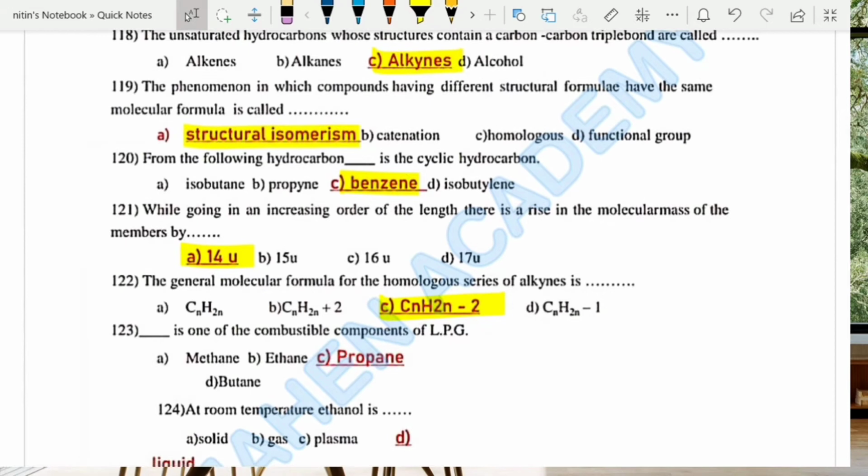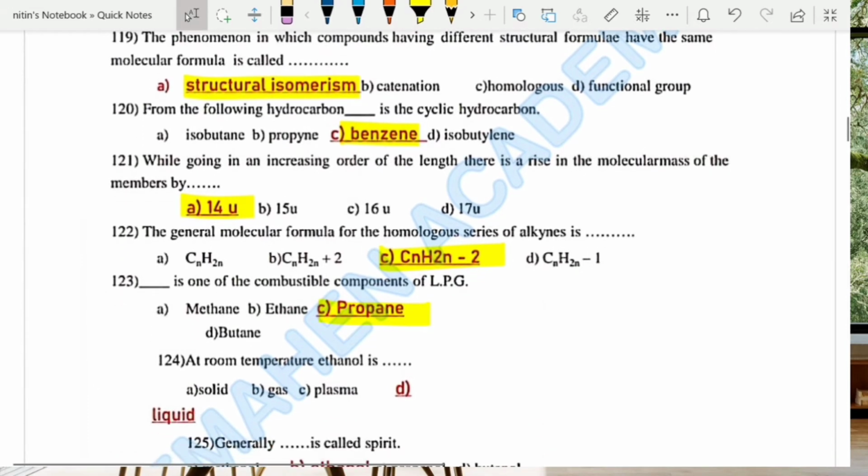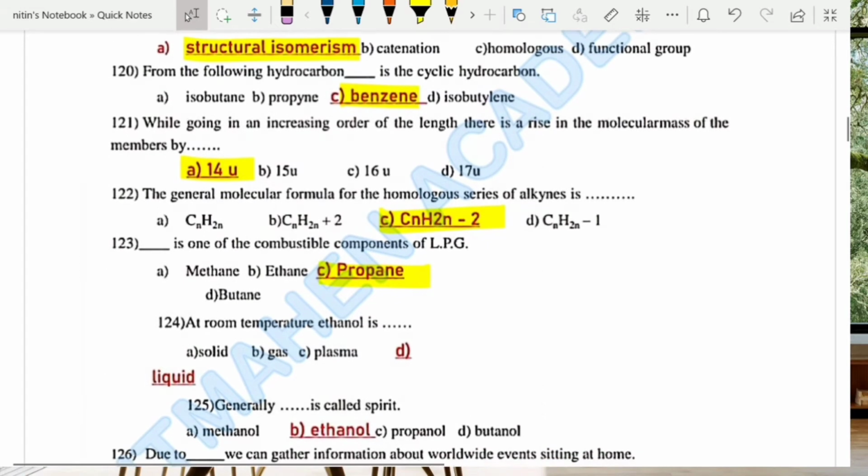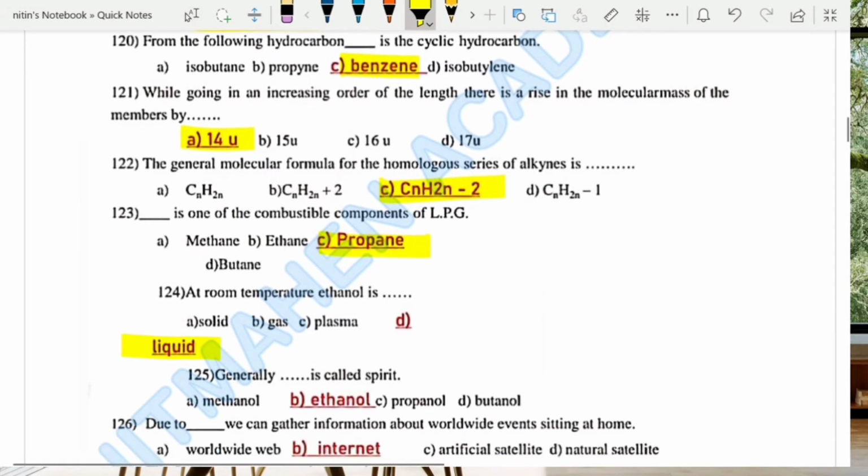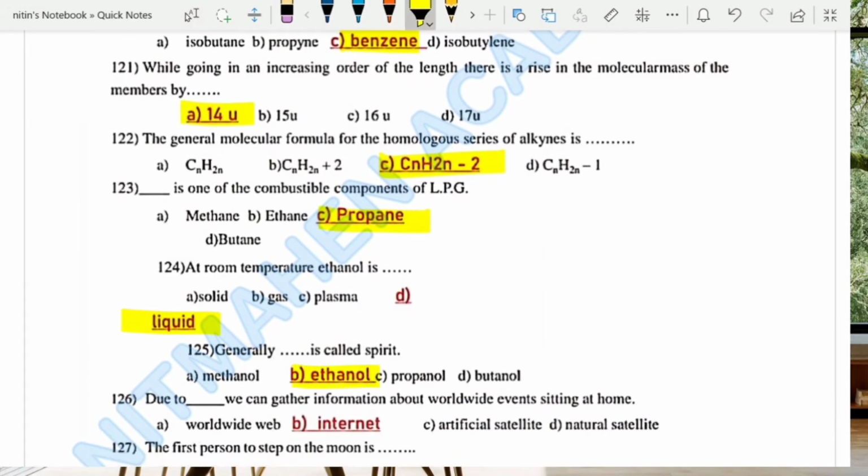Dash is one of the combustion temperature, propane in LPG. At room temperature, ethanol is a liquid. Generally, dash is called spirit, ethanol.